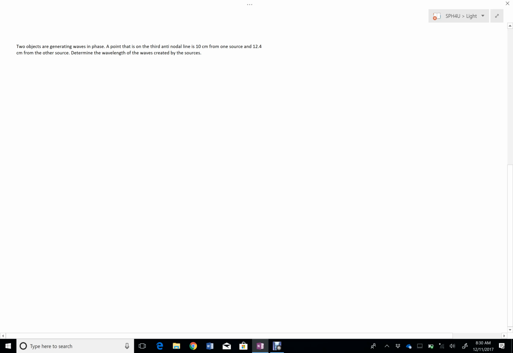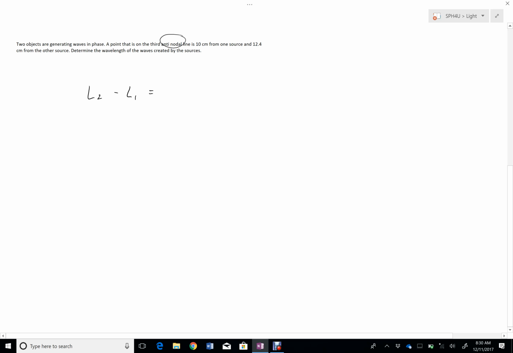Two objects are generating waves in phase. A point that is on the third antinodal line is 10 centimeters from one source and 12.4 centimeters from the other source. Determine the wavelength. So first of all, antinodal, which means I'm using this formula. Third, so that means n equals 3.